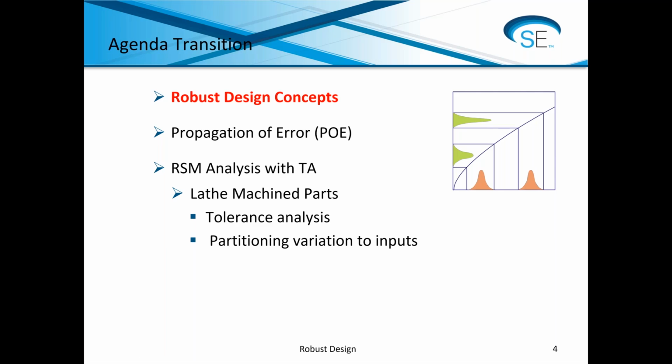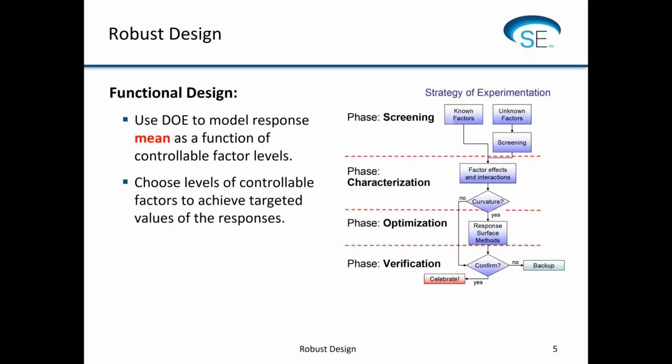So what are the robust design concepts? Well, when I learned DOE, and I think when most people first learn DOE, they really learn it to do functional design. Functional design is when you use designed experiments to determine a mathematical relationship between the inputs that you're controlling and the outputs, the responses, and develop a mathematical model. Then you can use that mathematical model to change the levels of the inputs to achieve the targeted values you want on the responses, the outputs.